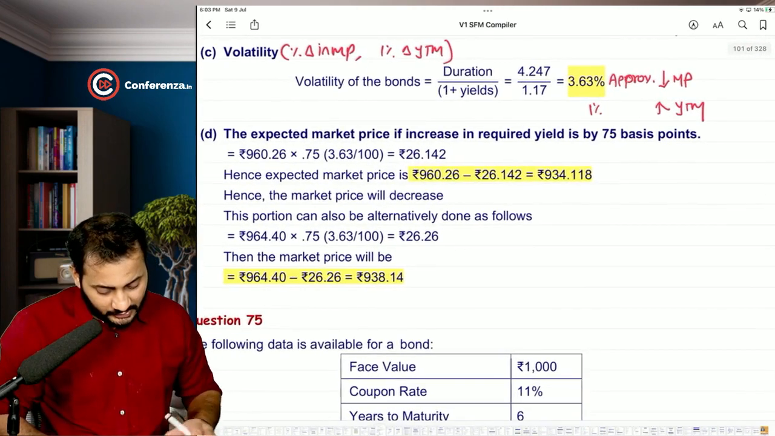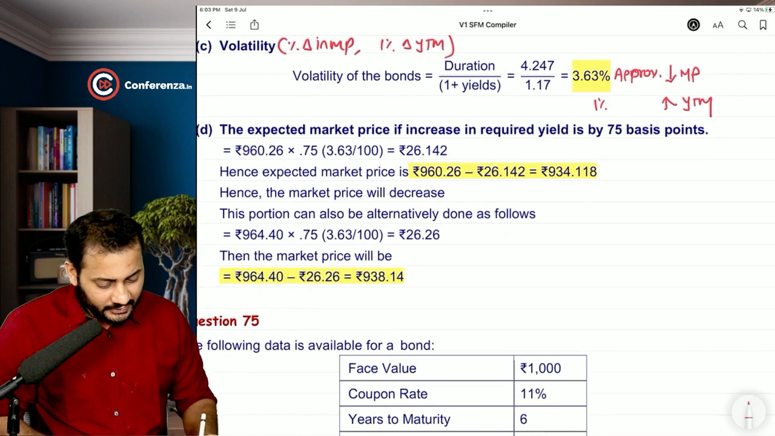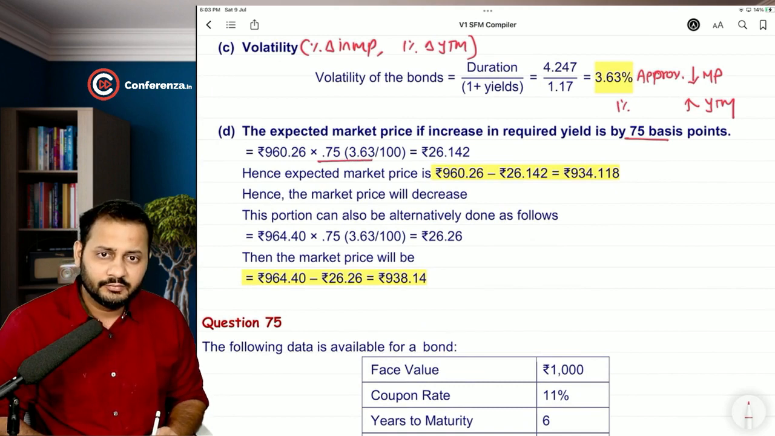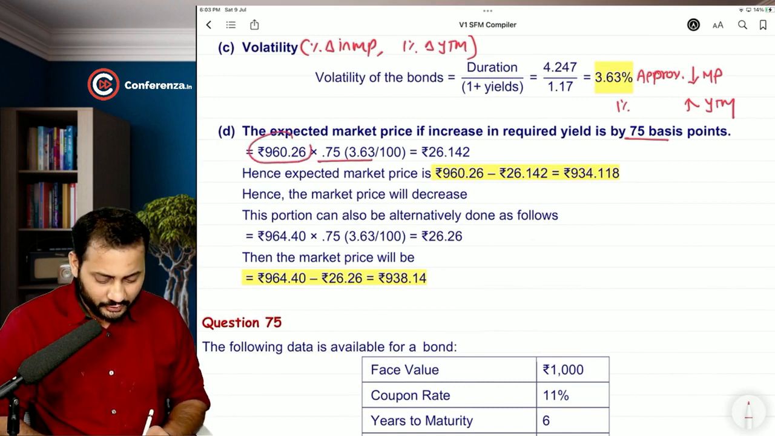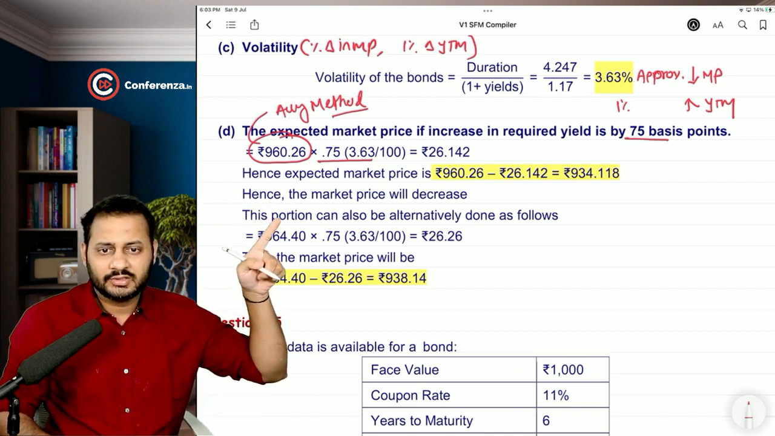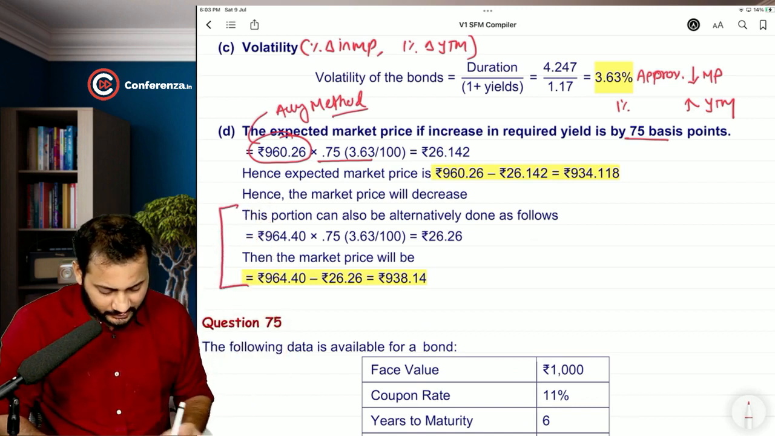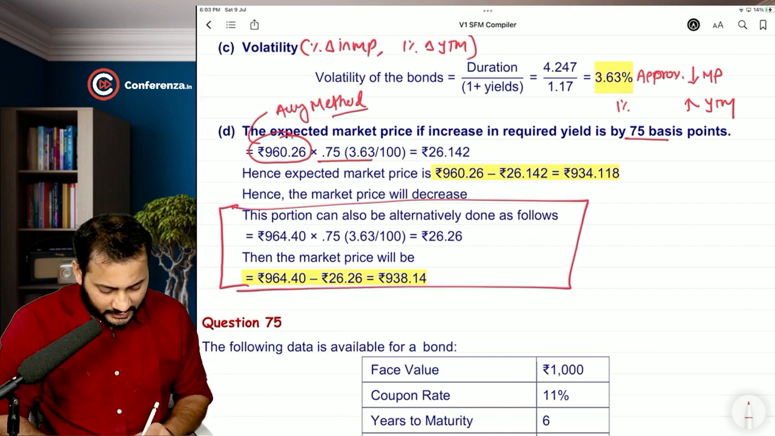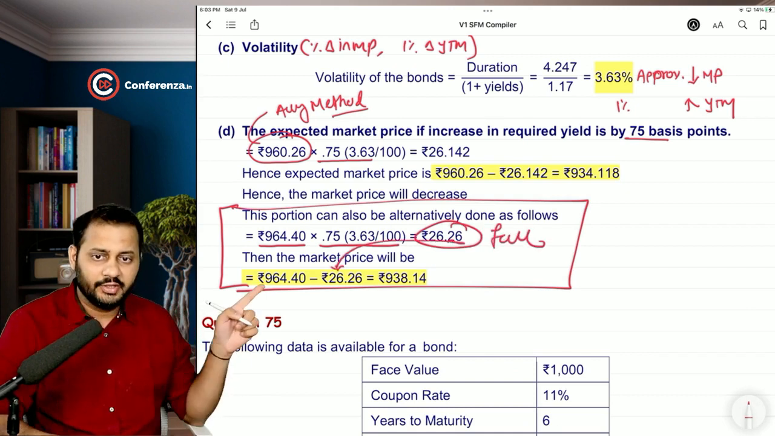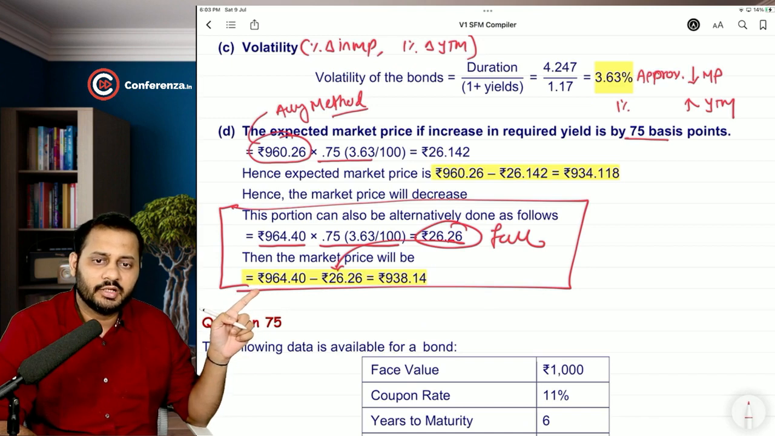See. The expected market price if the increase in required yield is by 75 basis points. So 0.75 into 3.63. Okay, this is the change. They have taken 960.26 as the market price, which was calculated with the average method. I won't suggest this. So go with the 964 value. So accordingly, the answers will be there. So this is going to help you. Go with this. 964.40 into this much percent means this is going to be the fall in the market price. So if you reduce the market price with this much, 938.14 will be the answer.